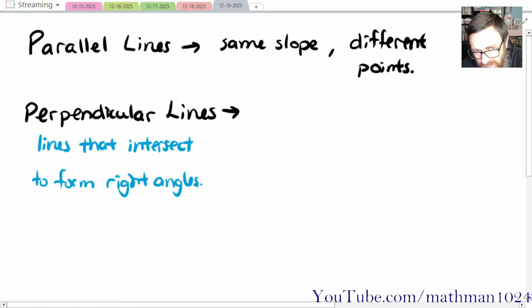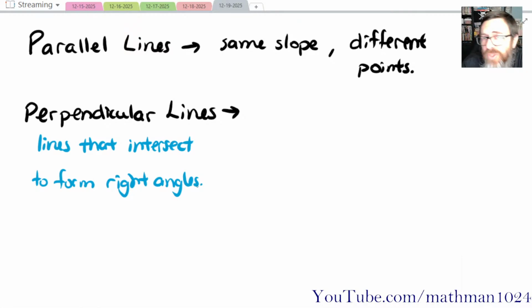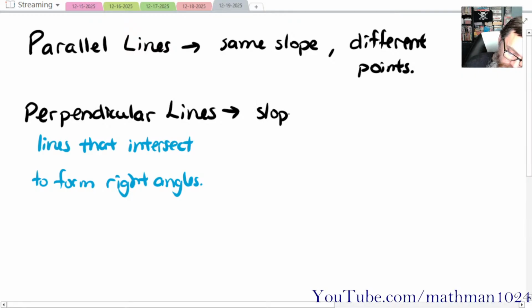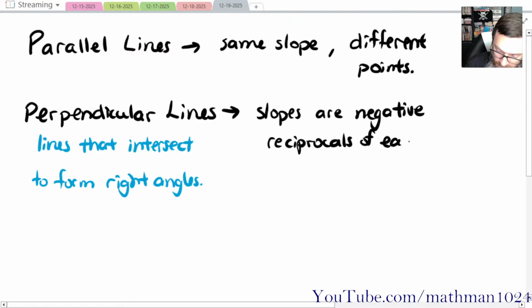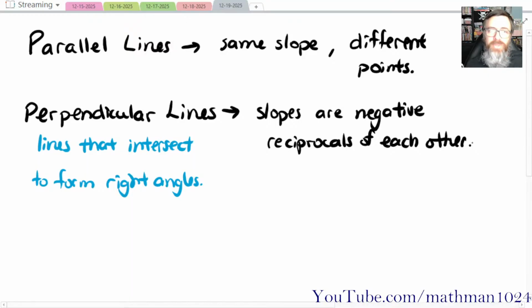And let me go back to the parallel lines thing real quick. Some students say, oh, these are lines that run right next to each other without touching. There's nothing that says they have to be next to each other, right? They just have to be on the same plane and never touch. So the same slope in different points. For perpendicular lines, the slopes are negative reciprocals of each other. So parallel lines and perpendicular lines in a nutshell, when we look at them in terms of their slopes.